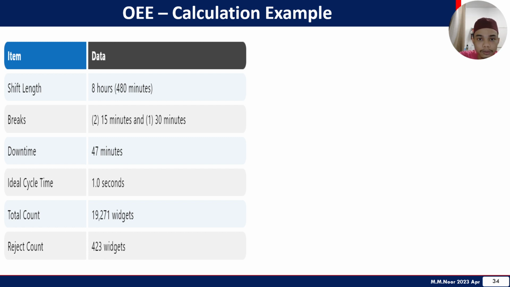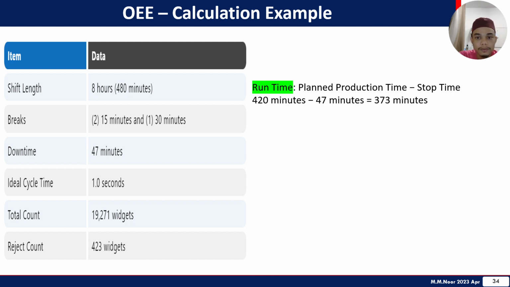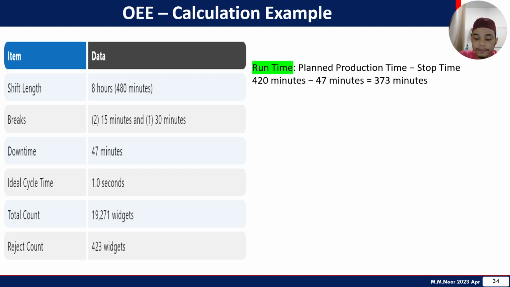OEE calculation. For example, we have the data that we need to calculate the OEE. First, we have to find the runtime. Runtime is planned production time minus stop time. For example, the planned production is 420 minutes, minus the breaks.